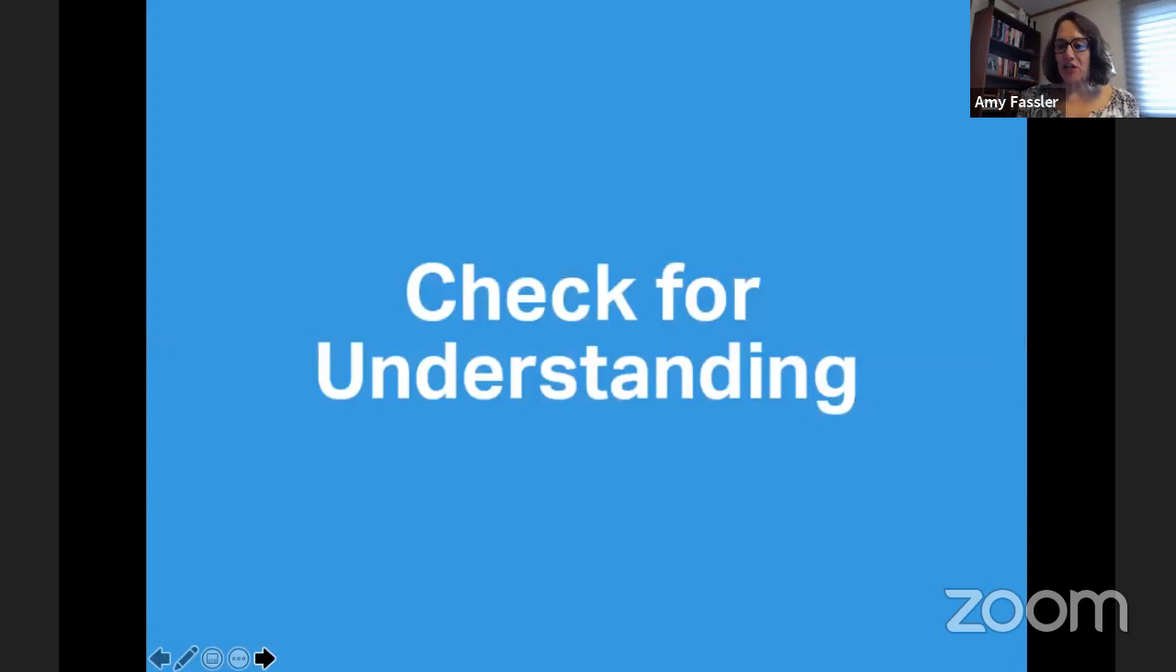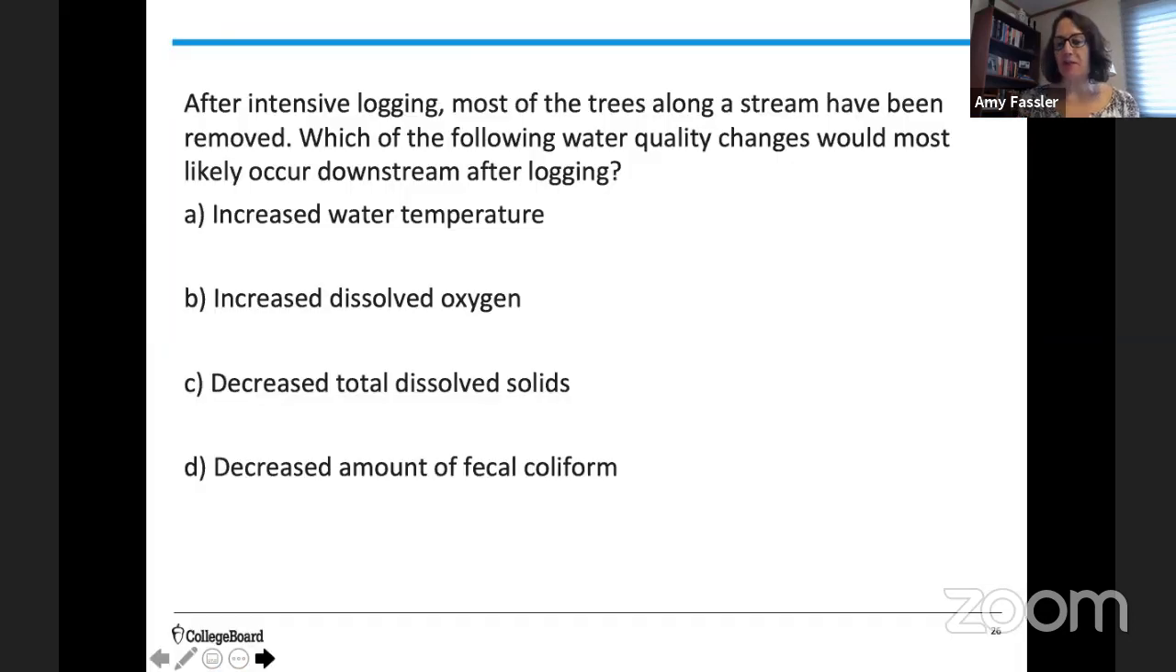So let's do a quick check for understanding of the forestry concepts that we talked about. After intensive logging, most of the trees along a stream have been removed. Which of the following water quality changes would most likely occur downstream from logging?